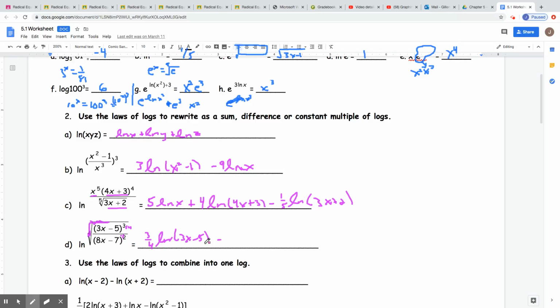Minus, why is it minus? Because it's on the bottom. 1/2 because it was squared, but then we have a fourth, so 2 times a fourth is a half of, what is that, natural log of 8x minus 7. All right, so there is your expanding.